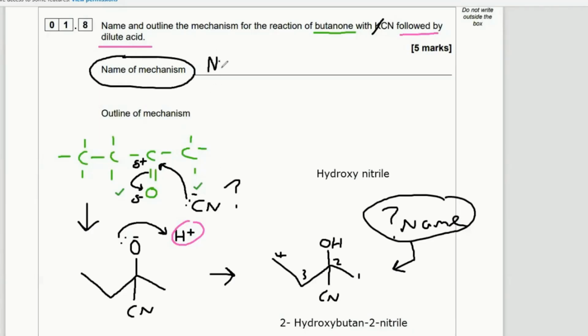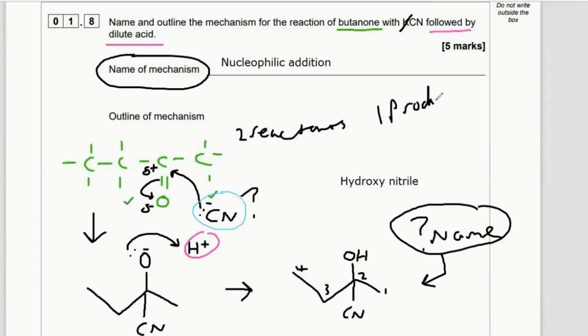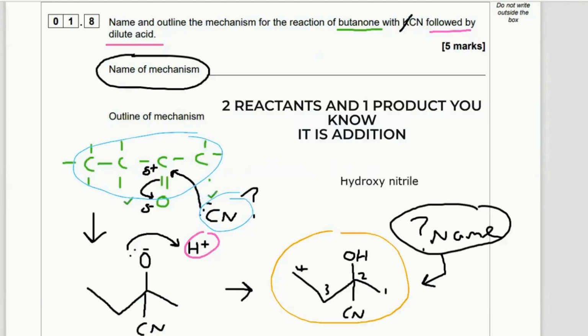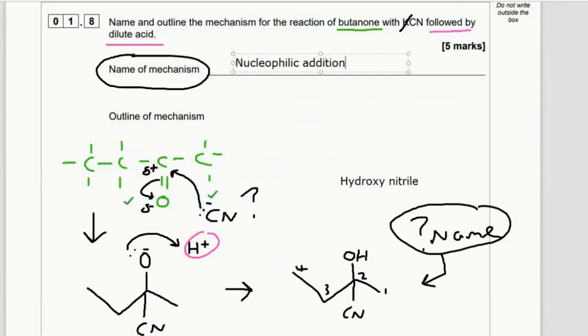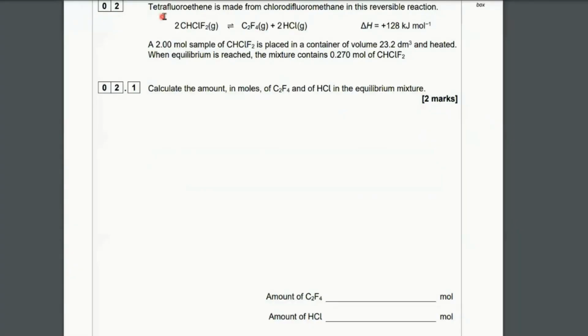Now, what's the name of the mechanism? Well, it's going to be nucleophilic because the nitrile group with the lone pair is a nucleophile. It's attracted to positive things because of its lone pair. And it's going to be nucleophilic addition. How do we know it's addition? We know it's addition because there are 2 reactants, which I'll circle here in blue, and 1 product, which I've circled in orange. So when you have 2 reactants and 1 product, you know it's addition. And nucleophilic because of the nitrile. That's me done.